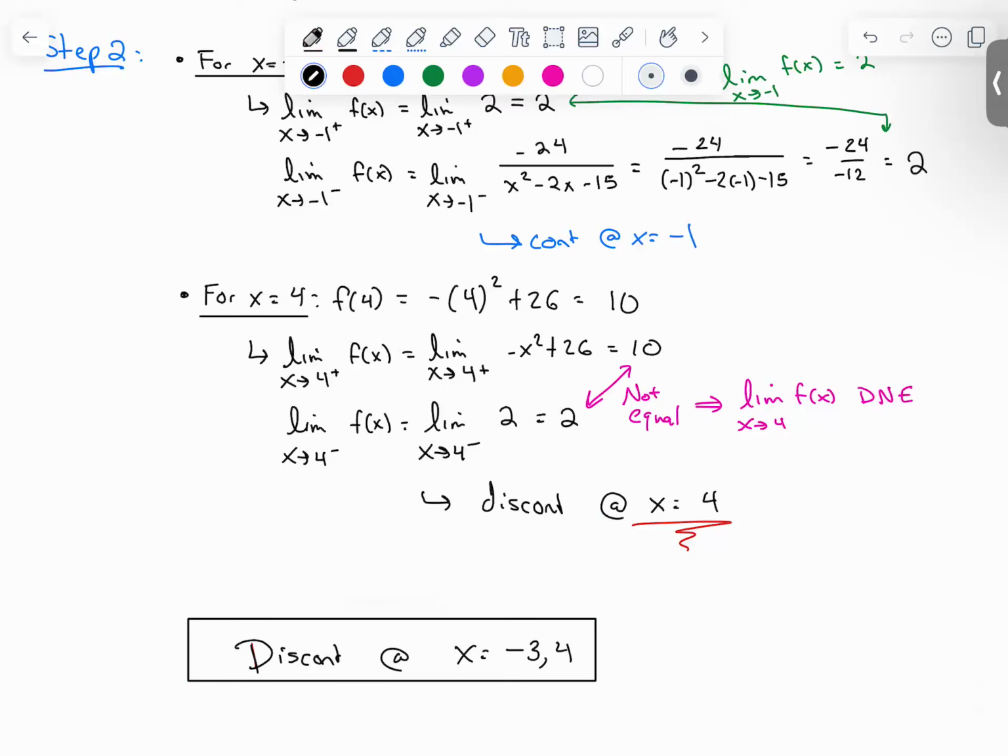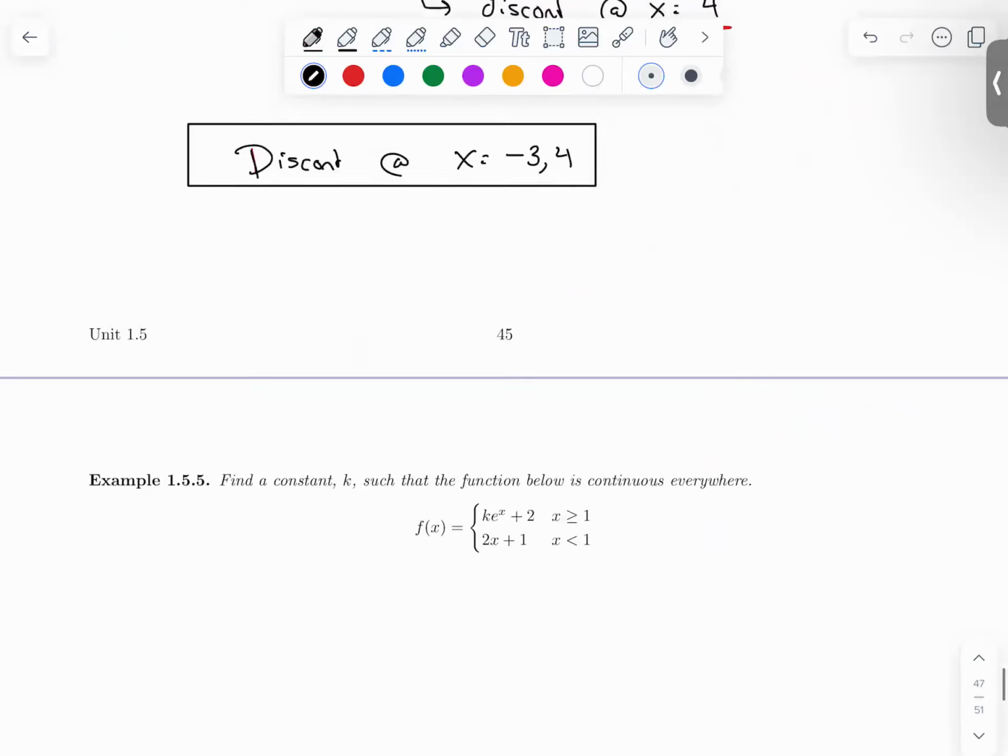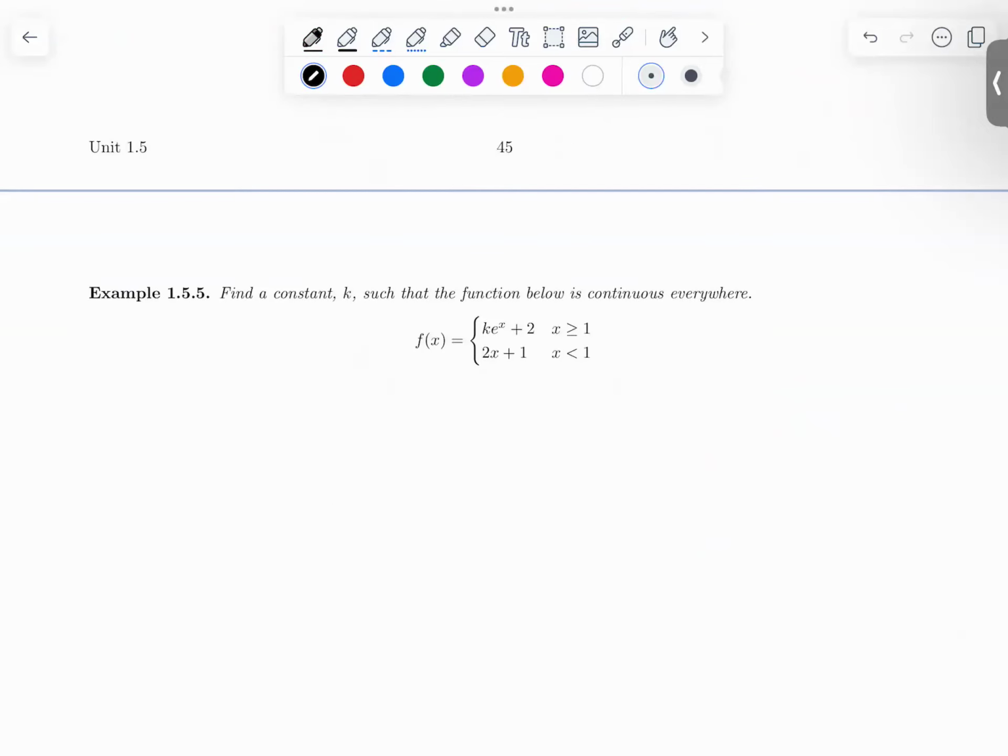All right. Now we get to some fun questions. Love this problem, it's a lot of fun. Find a constant k such that the function below is continuous everywhere. Love these problems. Maybe a hint, hint, wink, wink: not on a quiz, heavens no, but maybe on an exam, might happen. You never know.